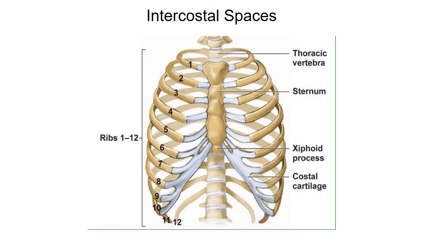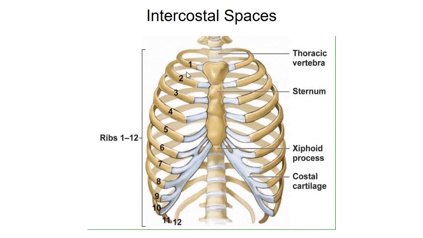Now the next topic for discussion is intercostal spaces. Intercostal spaces, as their name suggests, inter means between and costal means bones. So intercostal spaces are the spaces between the two ribs. As you can see, this space between the two ribs is the intercostal space. Intercostal spaces separate the ribs and their costal cartilages from one another.